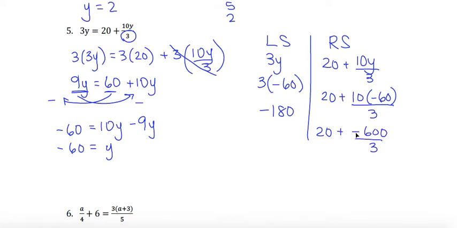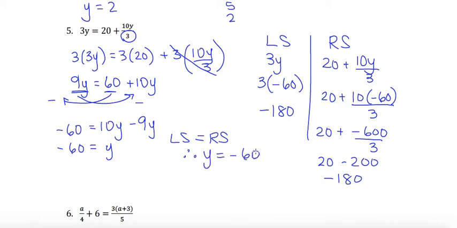You'll notice I have a plus and then a minus. So this next line, I'm just going to eliminate those extra signs. So I have 20, and then negative 600 divided by 3 gives us negative 200. So I'm going to have negative 200 there. And 20 take away 200 is negative 180. So the left side equals the right side. Therefore, y is equal to negative 60.